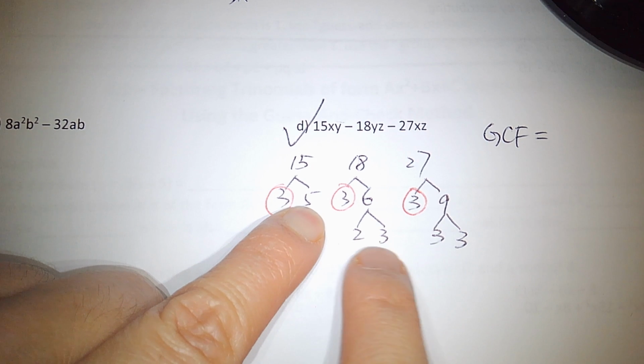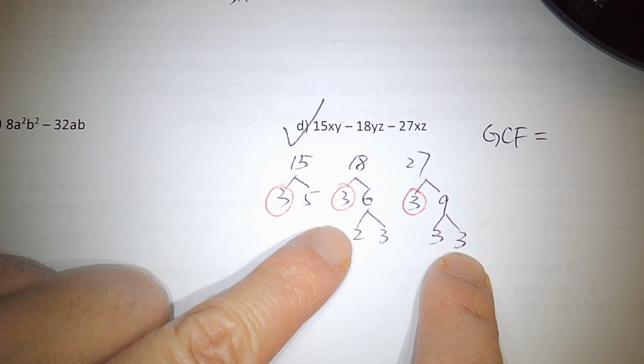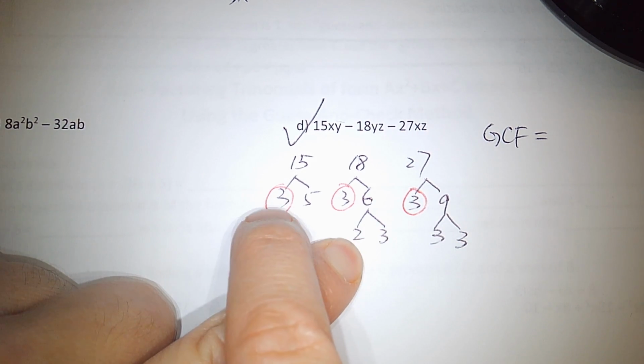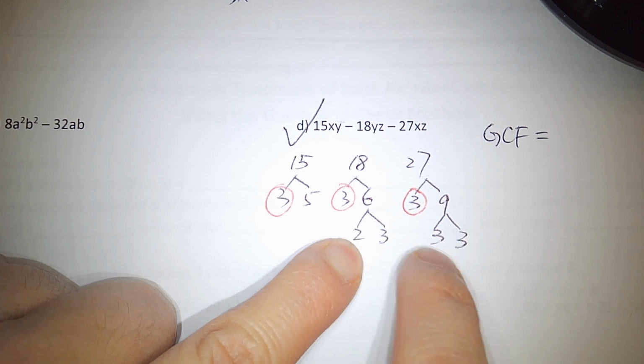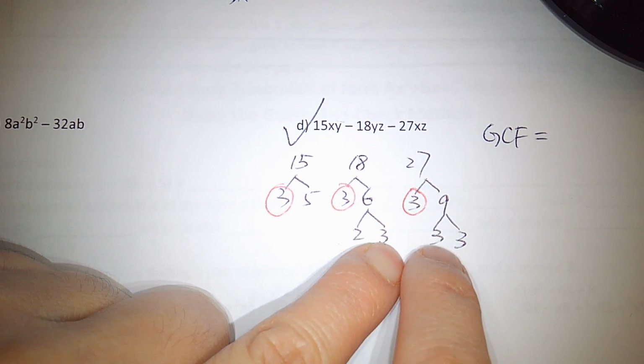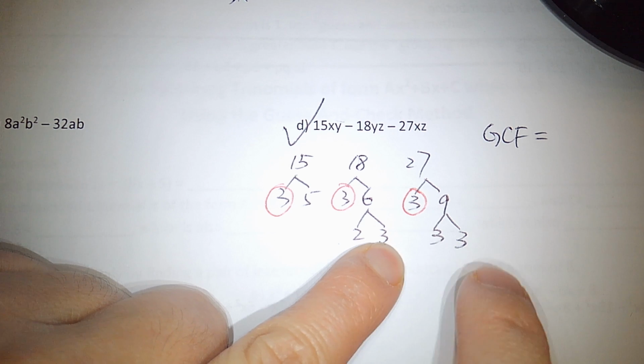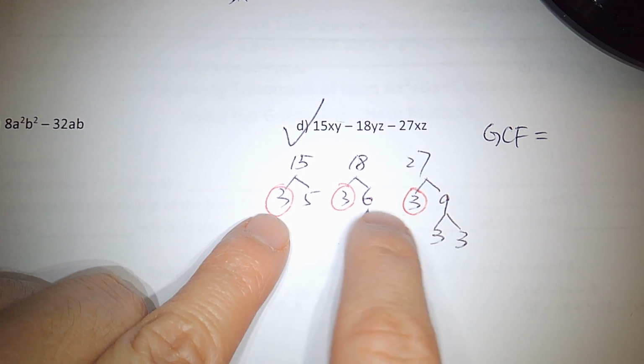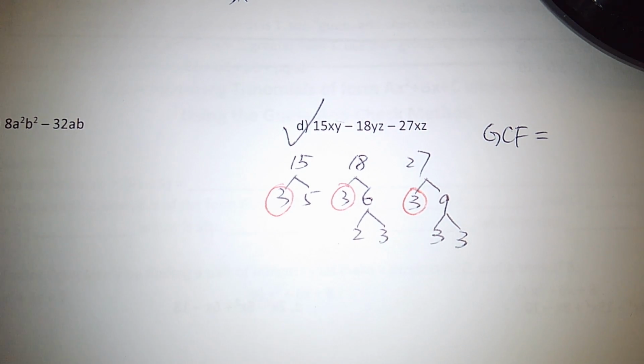We don't have a 5. Do we have an extra 2 for all of these? No. Do we have an extra 3 for all of these? No. So what is the GCF for the numbers? Just 3.